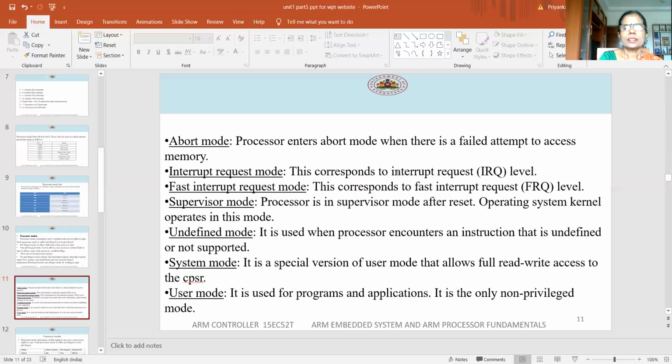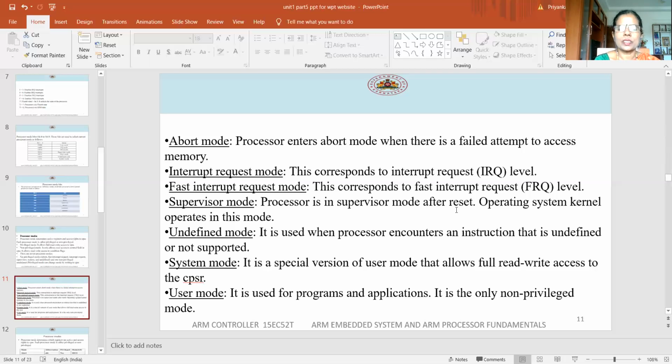Interrupt request mode. This corresponds to the interrupt request level. The peripheral devices can request the interrupt. If I becomes 1, the interrupt is disabled. If I is equal to 0, the interrupt coming on that line is enabled. In the same way, fast interrupt request mode corresponds to the fast interrupt request level. If high performance peripheral devices want to get service, they can interrupt on this line, fast interrupt request mode. Then supervisor mode, the processor goes into the supervisor mode after reset.